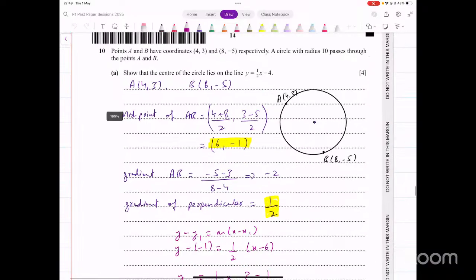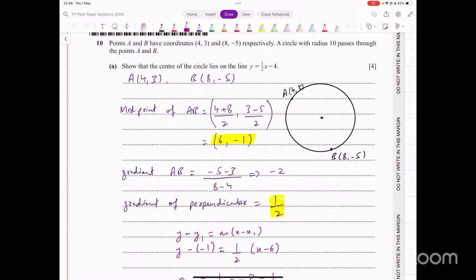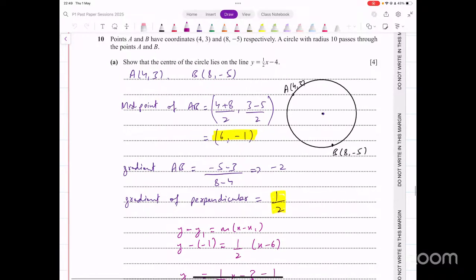Okay, I'll quickly explain this. You've got points A and B. They have these coordinates (4, 3) and (8, -5), respectively. A circle with radius 10 passes through the points A and B. Show that the center of the circle lies on the line y equals half x minus 4.